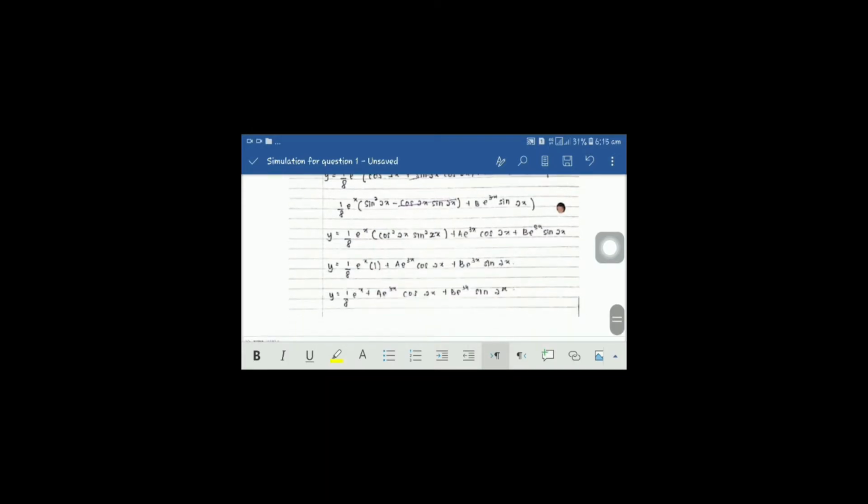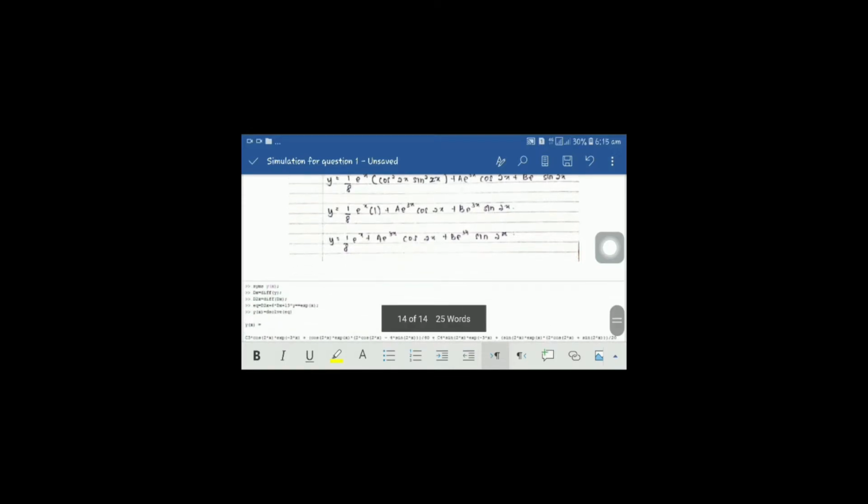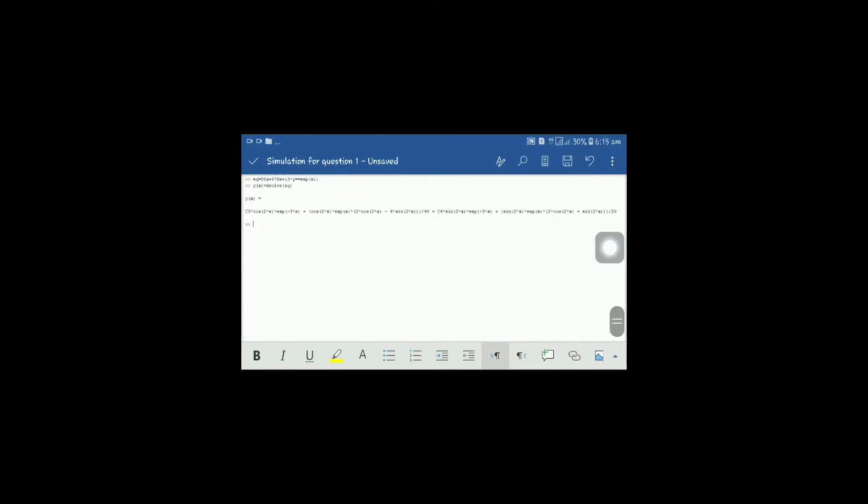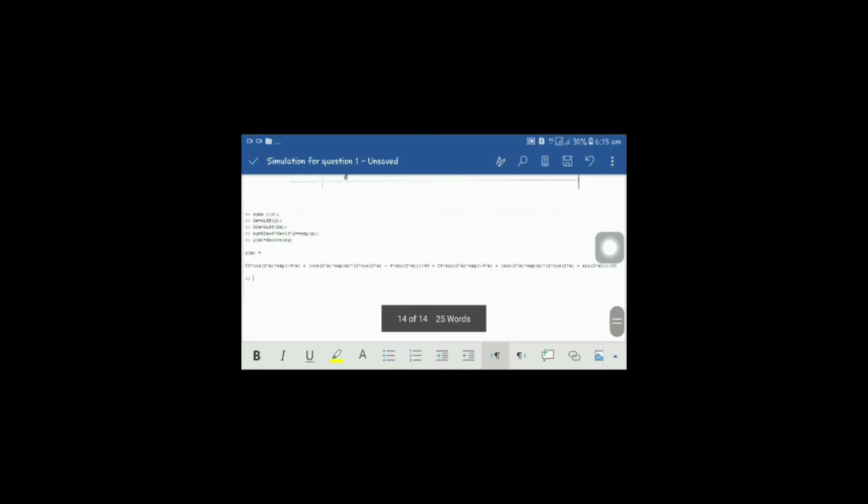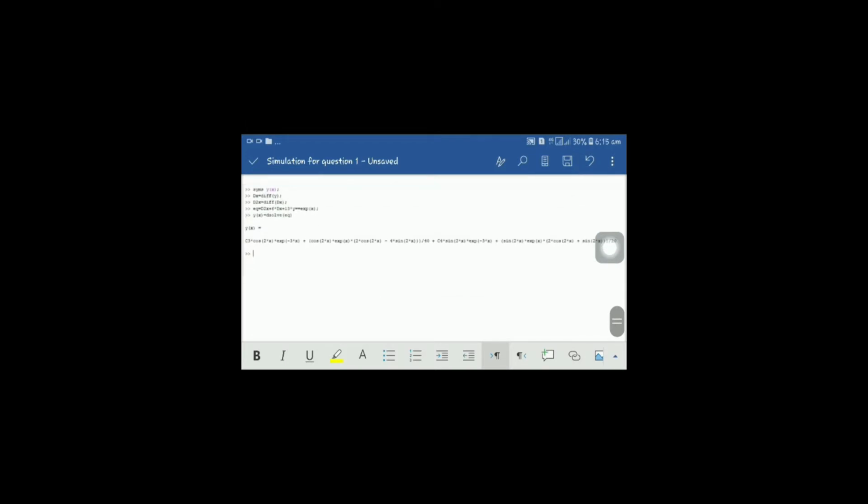So, when we substitute the values that we have found before, the answer is y equal to 1 over 8 exponent x plus a exponent 3x cos 2x plus b exponent 3x sin 2x. So this is the last answer, and this is the solution for question 2. That's all from me.